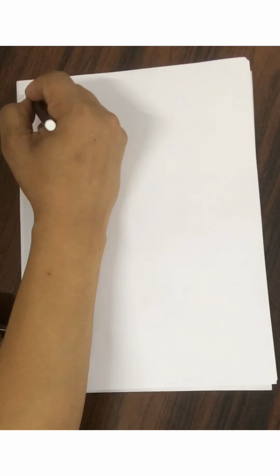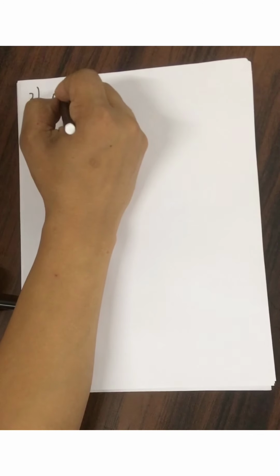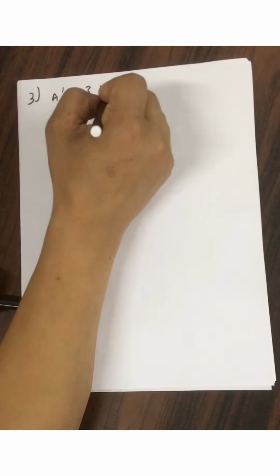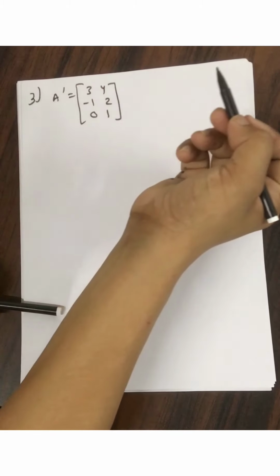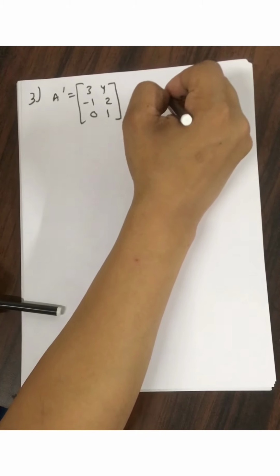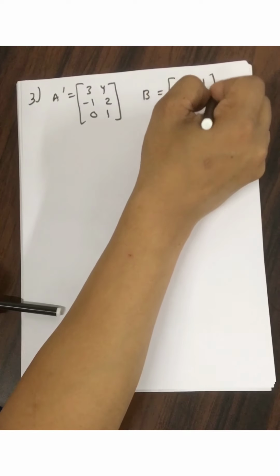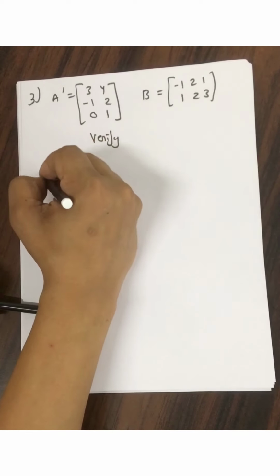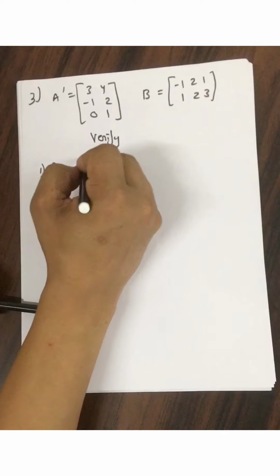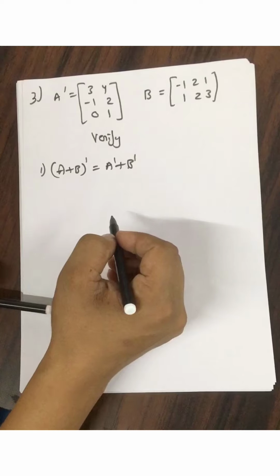Third question is exactly the same, but let's do it for your perfection. Now A dash is given 3, 4, negative 1, 2, 0, 1 and B is given minus 1, 2, 1, 1, 2, 3. Verify first one, A plus B transpose equals A transpose plus B transpose. Okay.